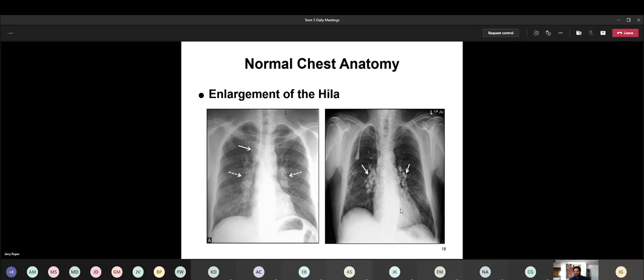Oh, I do have a film here that shows lymphadenopathy. So here we go. The arrows are just pointing to all this engorgement that's going on out there when really there should just be little streaky lines.